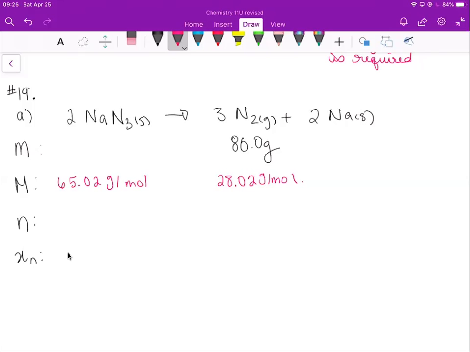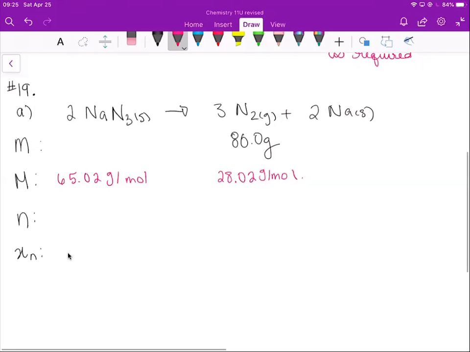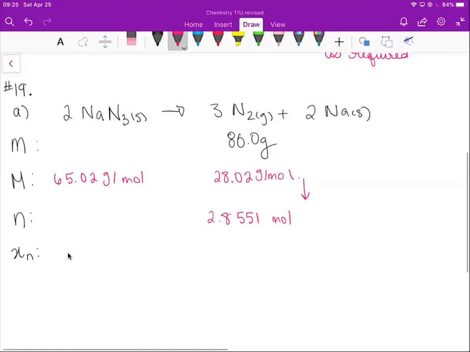Okay, so this is how I always set up my questions before I do anything else. I have what has been given to me, so the mass, and then I'm filling out my molar mass off the periodic table. Okay, so moving downwards, I'm dividing. So 80 divided by 28.02 is 2.8551 moles. And then, what am I dividing by here again? I'm dividing by the coefficient. And the coefficient for nitrogen, I'm going to be dividing by 3. So 0.9518 mole.